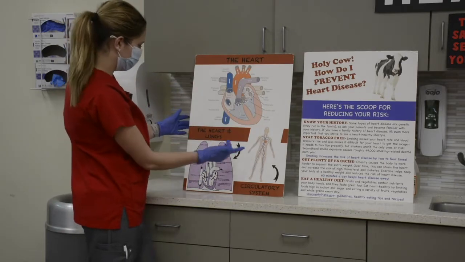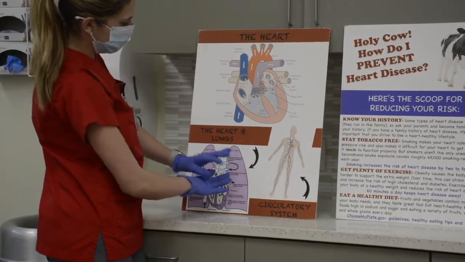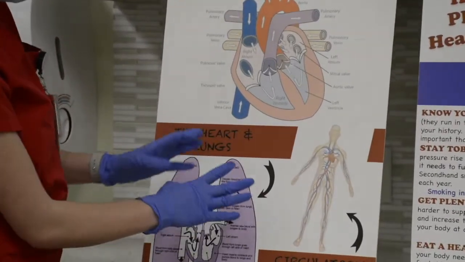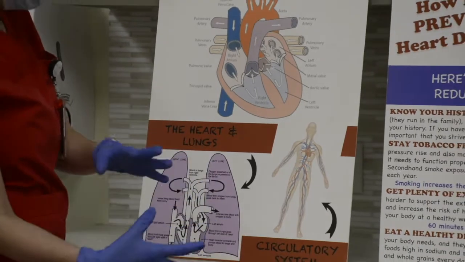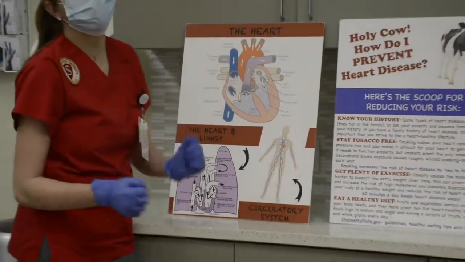Here you can see the heart and the lungs, and this is just showing that blood without oxygen flows into the lungs, and then the lungs are going to give that blood oxygen, and then it's going to go back to the heart and then out to the body, out of the aorta.